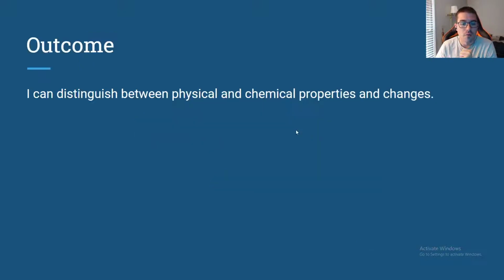Okay, the real objective for today is for you to be able to distinguish, or tell the difference, between physical and chemical properties and physical and chemical changes. Okay, so we're really trying to tell what is the difference between a physical property and a chemical property, or if we're talking about a change, what's the difference between a physical change and a chemical change.